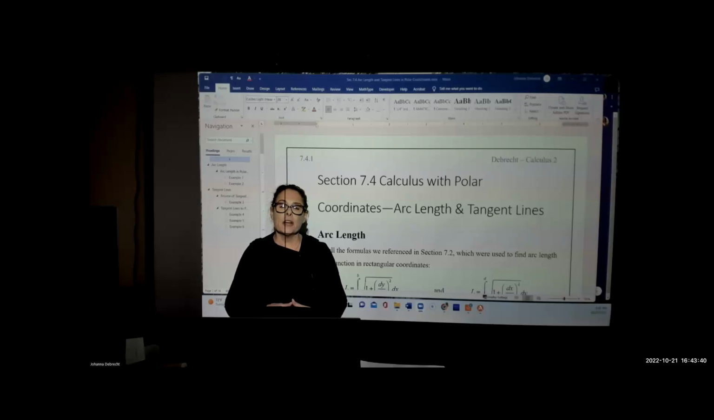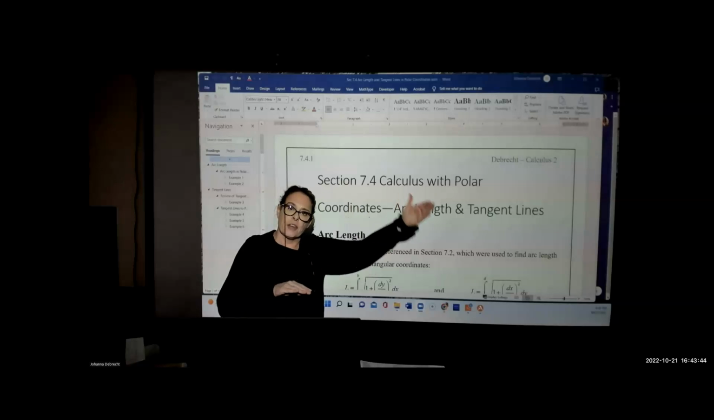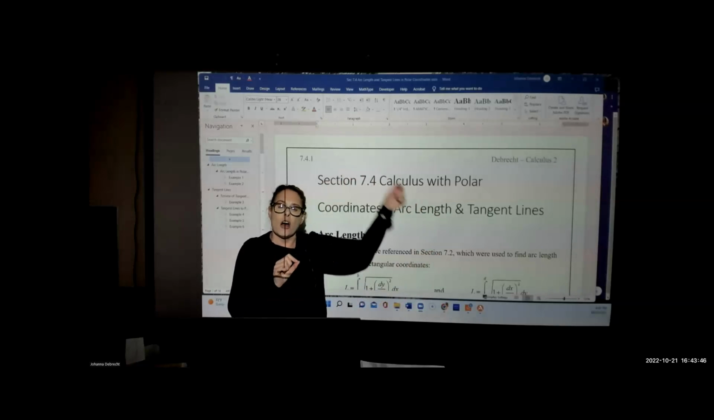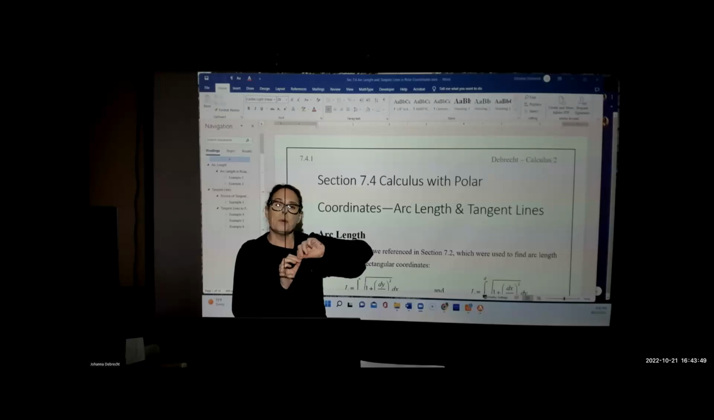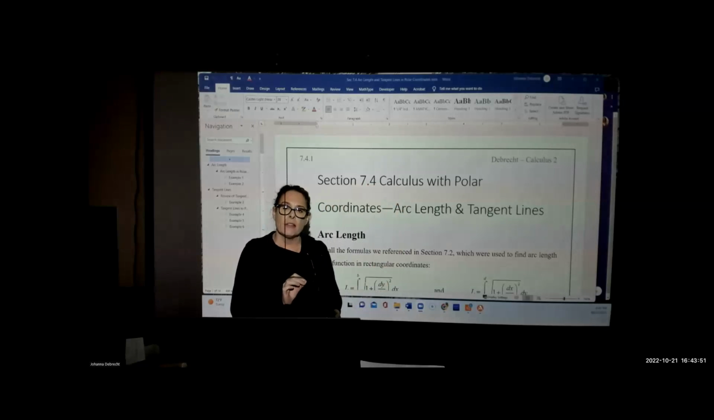In this video, we're going to talk about how to find arc length. That is, if you have a curve that goes around, how long is that curve? If you could put a rope along it and measure how long the rope was, what would that be?